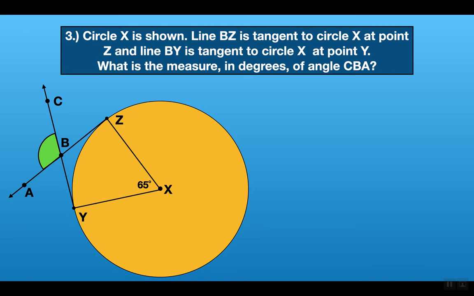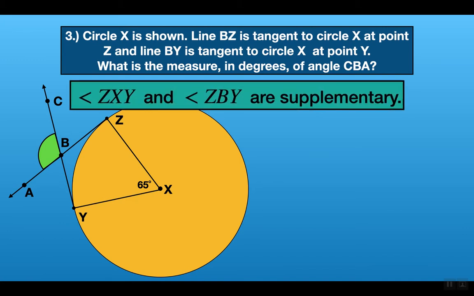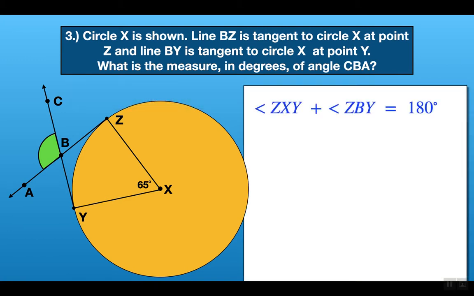As we could see, angle ZXY measures 65 degrees. The first thing you have to realize is that angle ZXY and angle ZBY are supplementary because one is a central angle and its associated circumscribed angle. Together they're supplementary. So that means that angle ZXY plus angle ZBY has to equal 180 degrees.